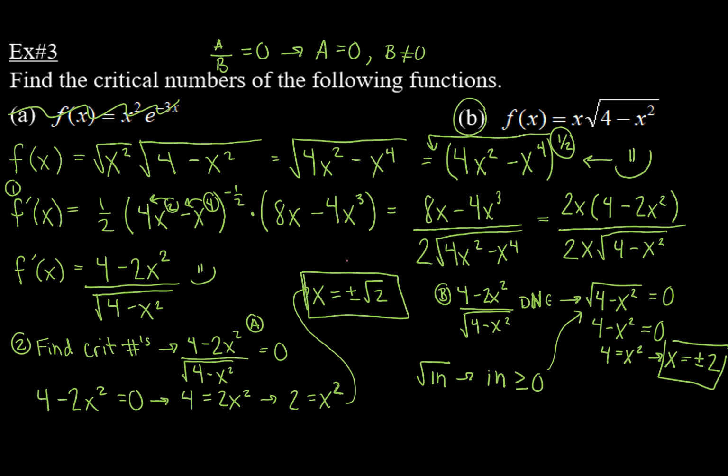Here we go. We have 1, 2, 3, 4 critical numbers for this example. Notice, all we did was find the critical numbers. We didn't identify if they're maximums or minimums yet. That's coming.